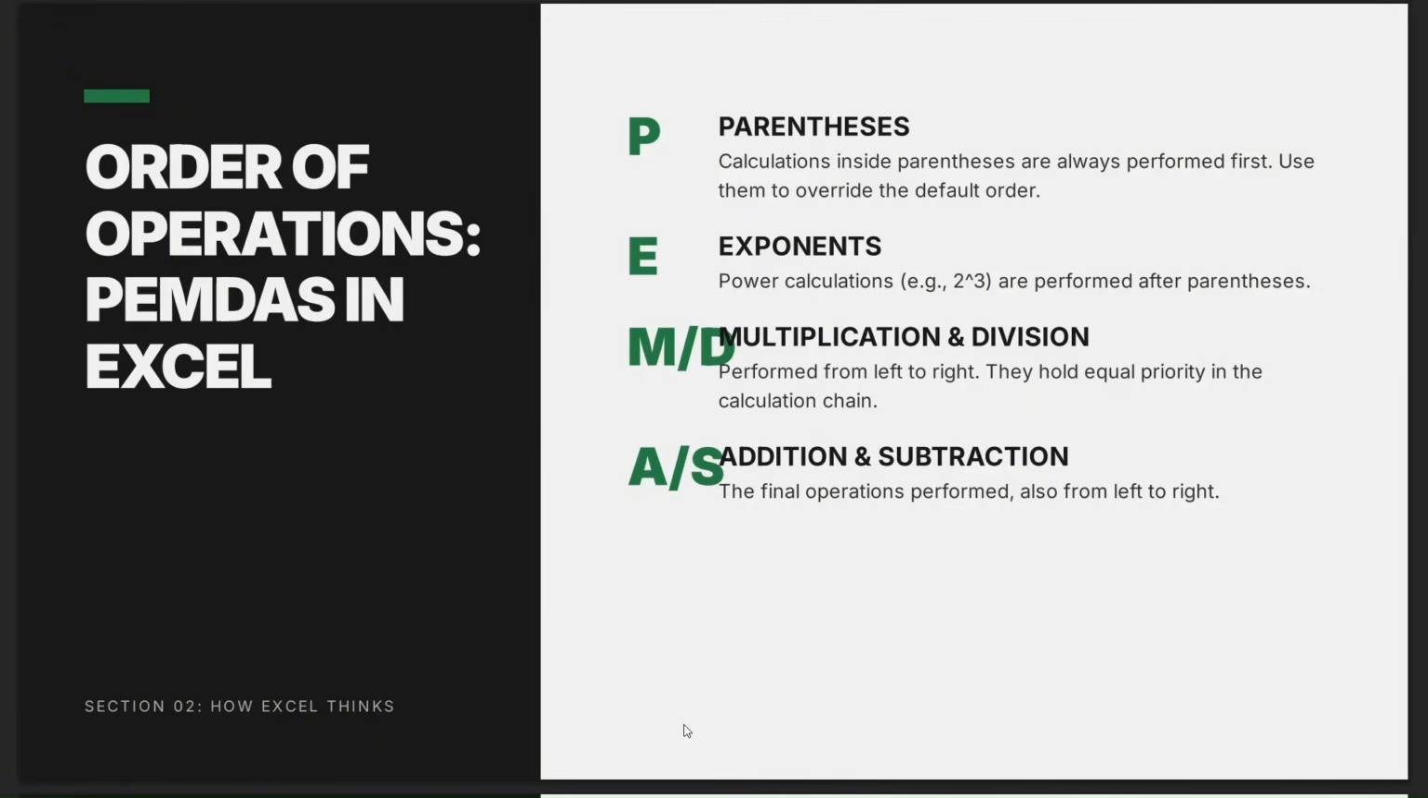And then if we want to multiply and divide, these are again performed from left to right, and they hold equal priority. So whichever one comes first goes first in our logic. And again, with addition and subtraction, the final operations are also performed from left to right. So again, think back to BODMAS and how that level of order is given out. In terms of a formula, this is exactly the same.